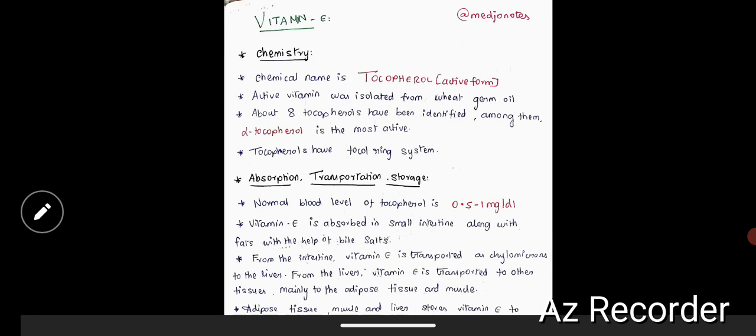Okay, Medjo Notes Chemistry. The chemical name is tocopherol. Tocopherol is the active form of vitamin E. Active vitamin was isolated from wheat germ oil. About 8 tocopherols have been identified. Among them, alpha tocopherol is the most active. Remember the name alpha tocopherol. Tocopherols have a tocol ring system.